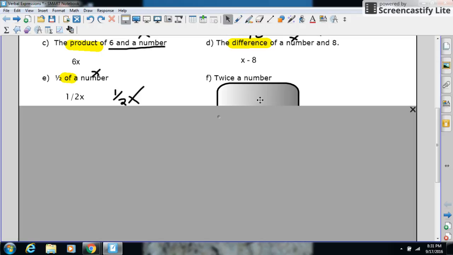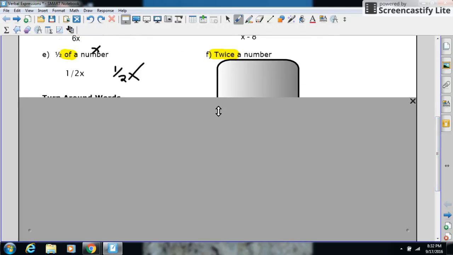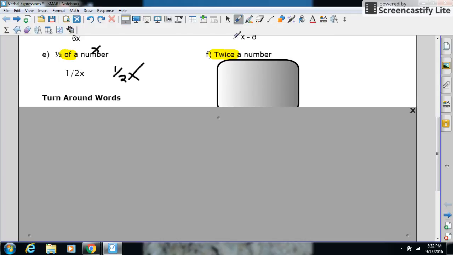Letter F, twice a number. Your cued word, twice. If you look at your word bank up top, the word twice means 2 times, and you find 2 times a number. 2 times a number would be, the number's x, sorry about that, would be 2 times x.